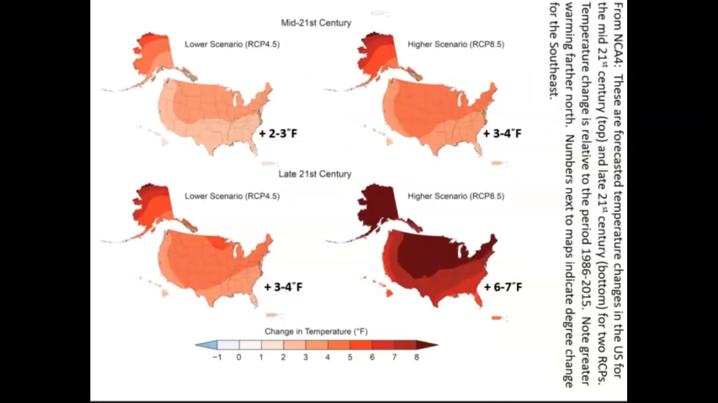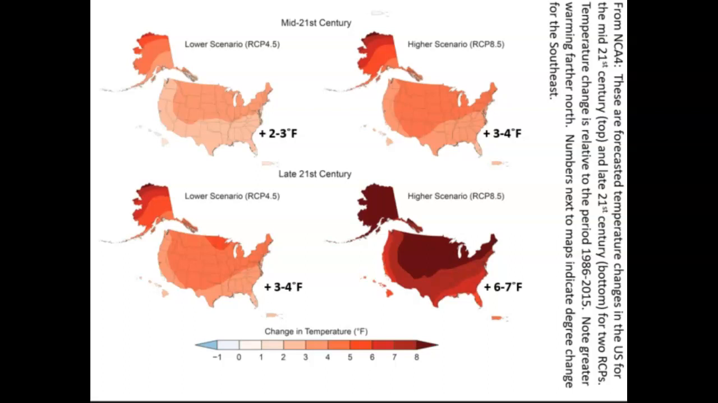So the trend has been for warming so far, but what might the future bring? These maps show forecasts for amounts of warming in the US for the mid-21st century at the top and the late 21st century at the bottom. And these are for two RCPs. Recall that RCP 4.5 means that we hit peak emissions around the year 2030. RCP 8.5 is the business as usual scenario.